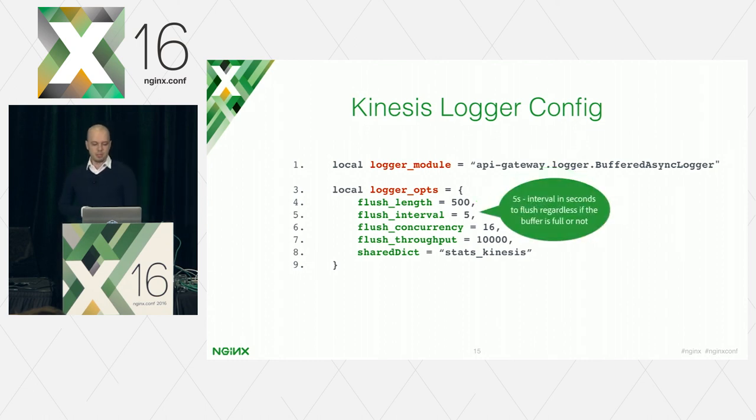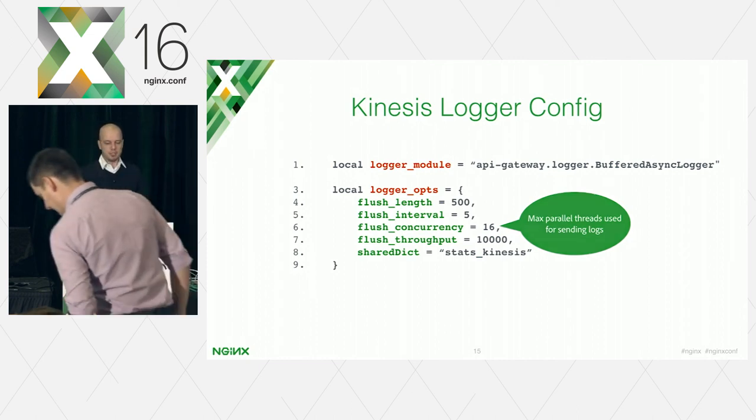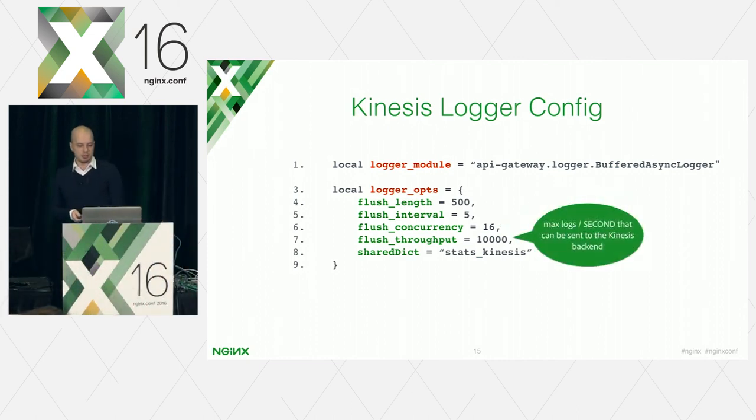We have the flush concurrency. The flush concurrency is how many threads you can use in parallel in order to send requests. And the entire flush throughput would be 10,000. So in this case, given the Kinesis constraint, you'll have to have at least 10 shards in order to process the entire volume of data that you're sending.